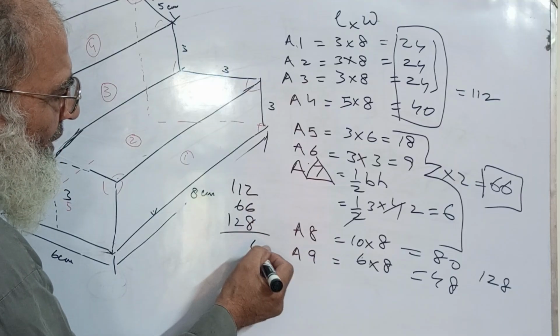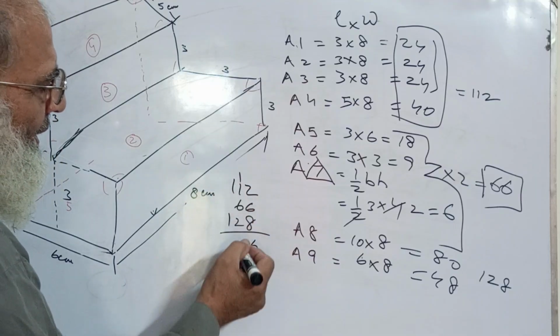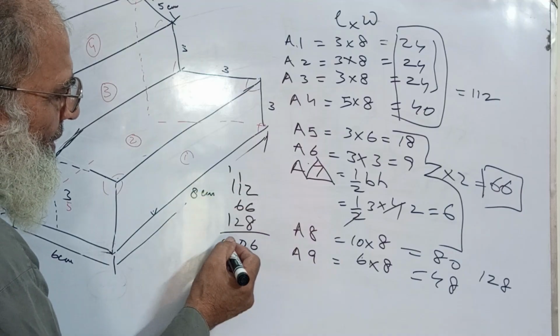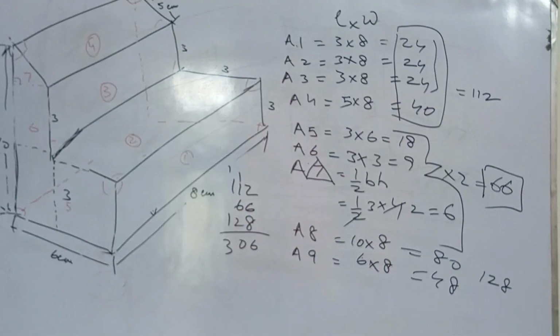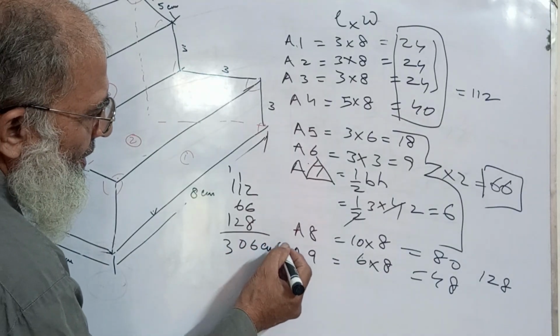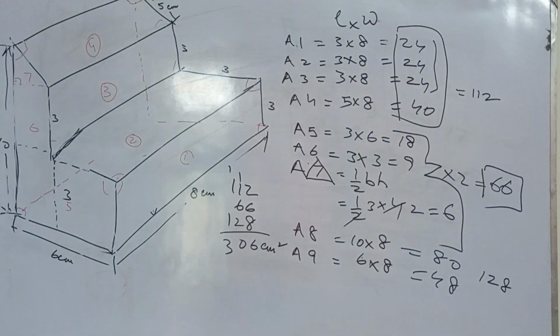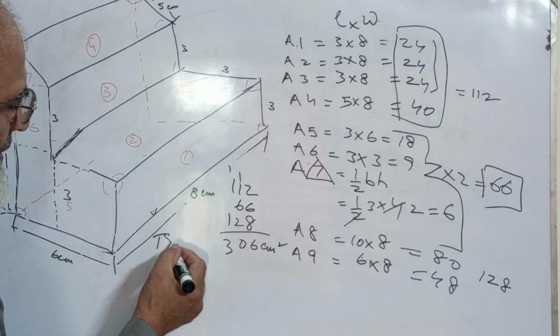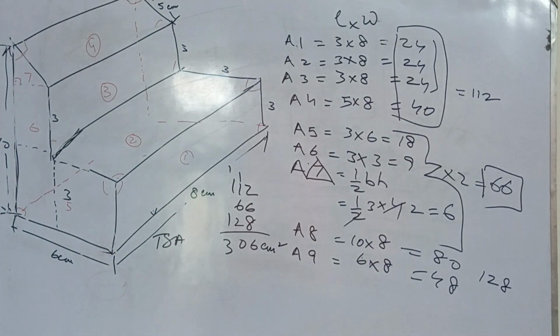Okay, add them up. 6, 8 and 2, 10, 306. It becomes 306 centimeter square. This is the answer for the total surface area. Now about the volume.